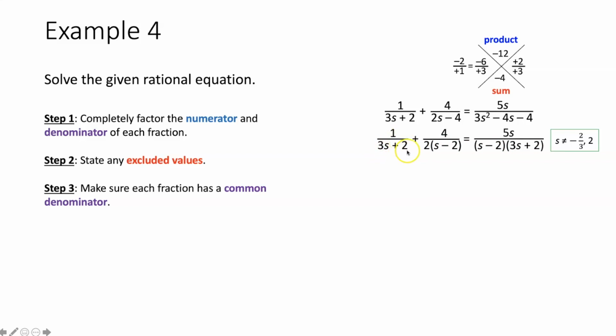So in order to get this denominator to be our least common denominator, 2 times the quantity s minus 2 times 3s plus 2, I need to multiply this denominator by 2 times s minus 2. And whatever I do to the denominator, I have to do to the numerator. Then I'm going to add that 2 over here.